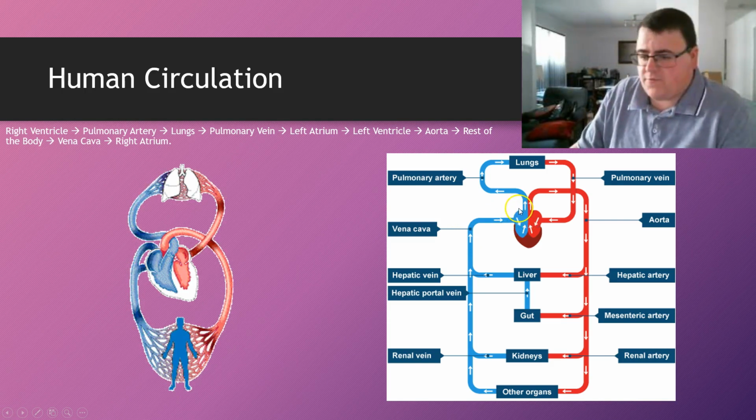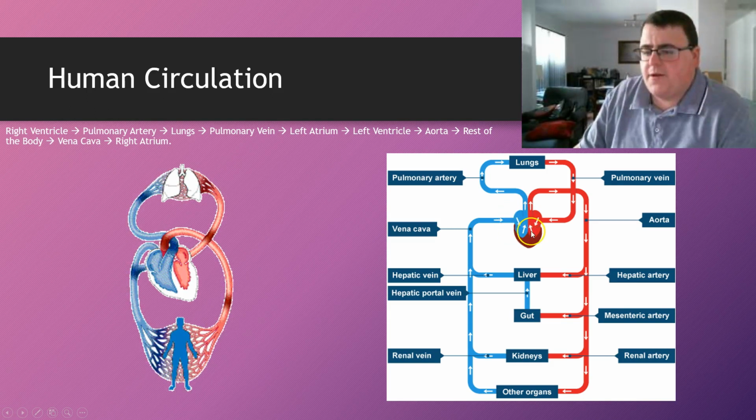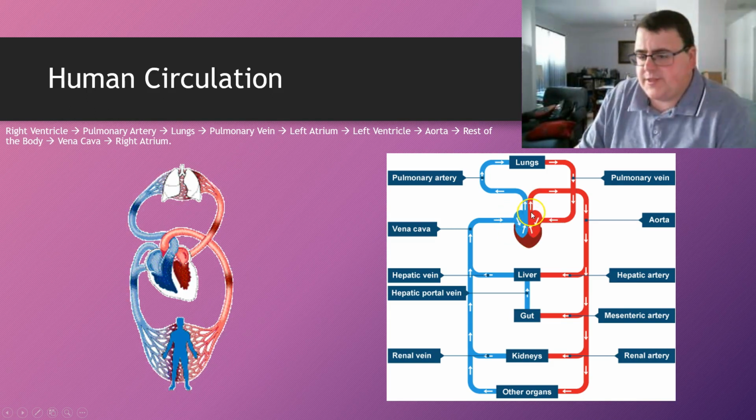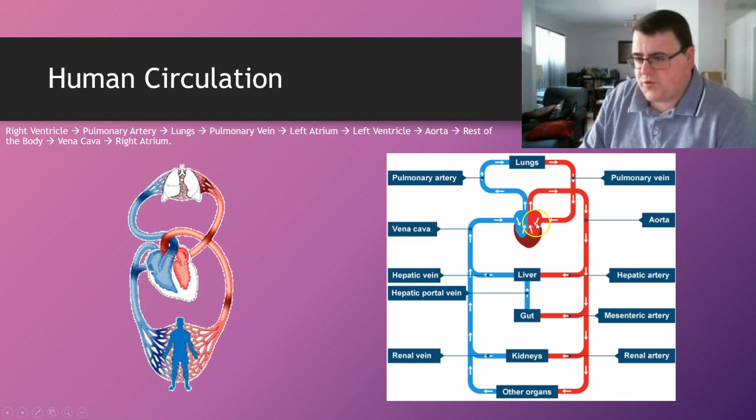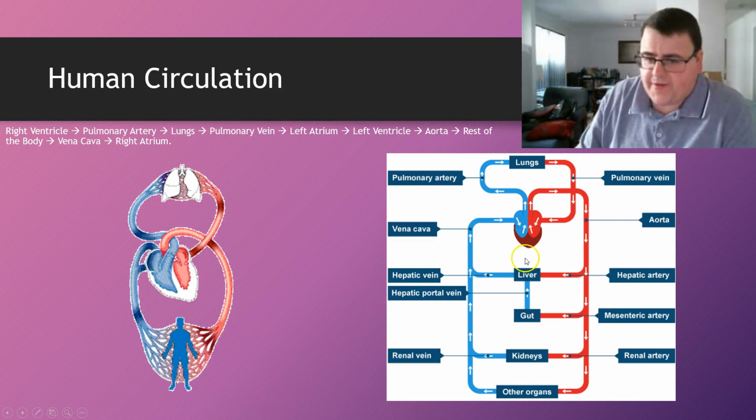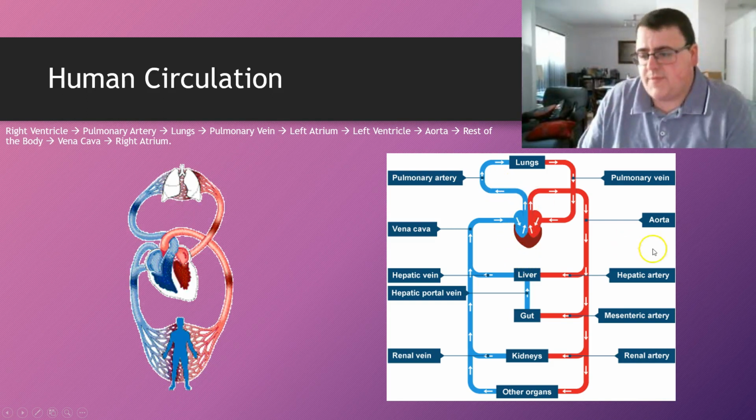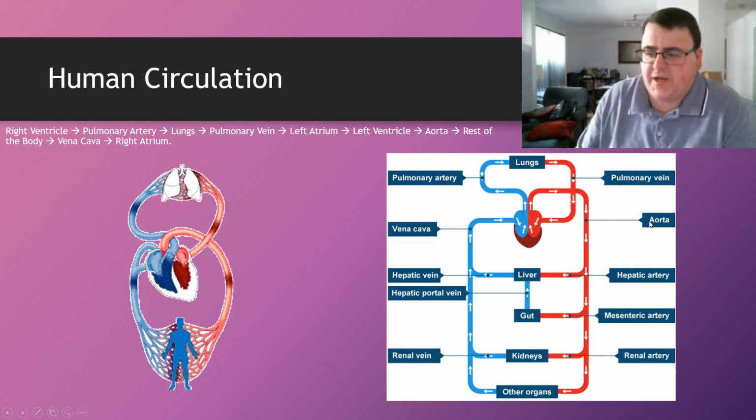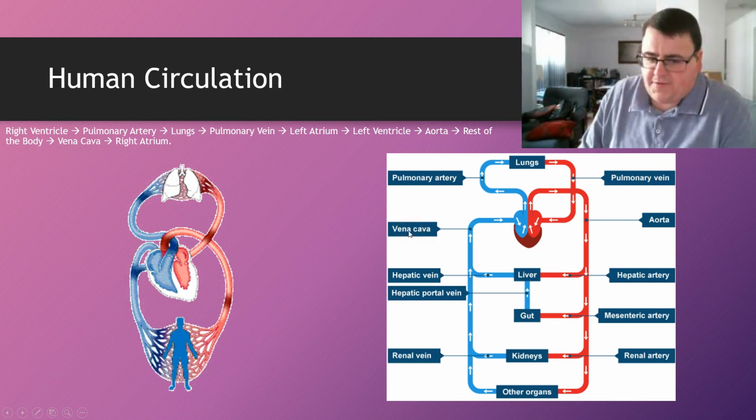So you'll notice over here that the right-hand side of the body is always dealing with deoxygenated blood. The left-hand side of the body here is always dealing with oxygenated blood. Blood always enters the heart through the atrium and always leaves the heart via the ventricle. You'll also notice that, like we've talked about in the last video, blood is always leaving the heart through an artery, or aorta, which is just a bigger version of an artery, and always enters the heart through a vein and the vena cava, which is again a big vein.